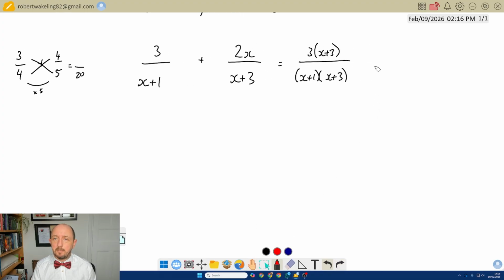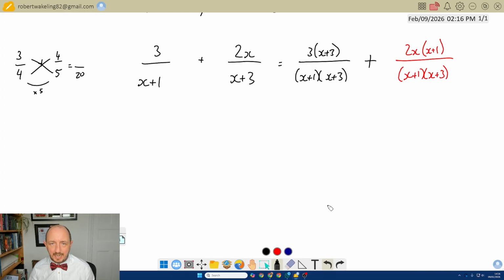And for the second one, this would be (x + 1)(x + 3). And what did I have to times the 2x by? I had to times by the (x + 1). Okay, (x + 1) top and bottom to try and get this common denominator, which I can now add. So this is the process for adding and subtracting fractions. We do the denominators multiplied and then we cross multiply to keep the fractions consistent up and down.